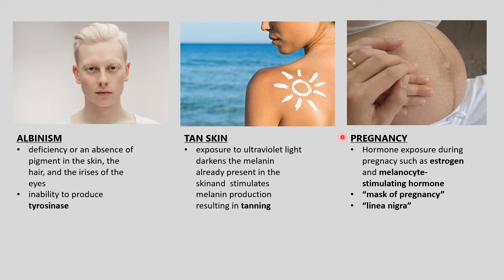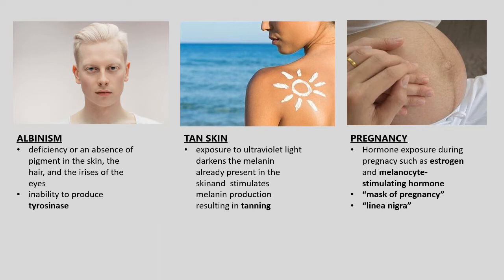Then there's also a condition, for example, that would increase melanin production, no? Halimbawa, during pregnancy. During pregnancy, the mother is exposed to a lot of hormones, no? For example, your estrogen and melanocyte-stimulating hormone. These hormones increase melanin production. That's why in pregnant women, you would see that there is darkening of the nipples, areola, and genitalia, no? Manglagom ni siya ng mga areas.